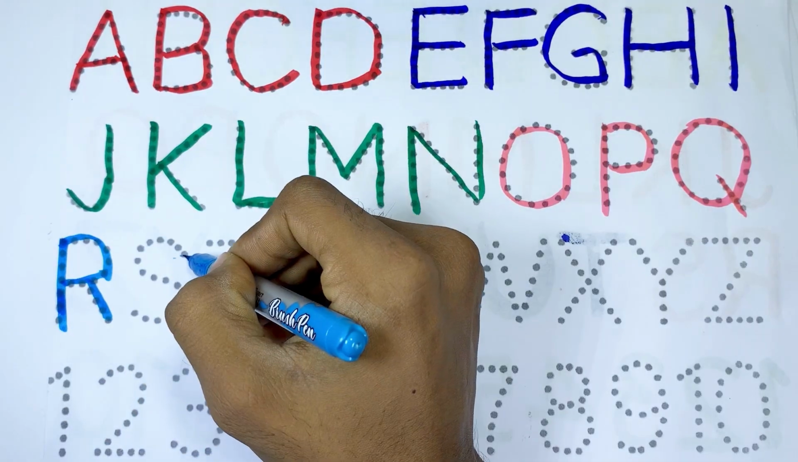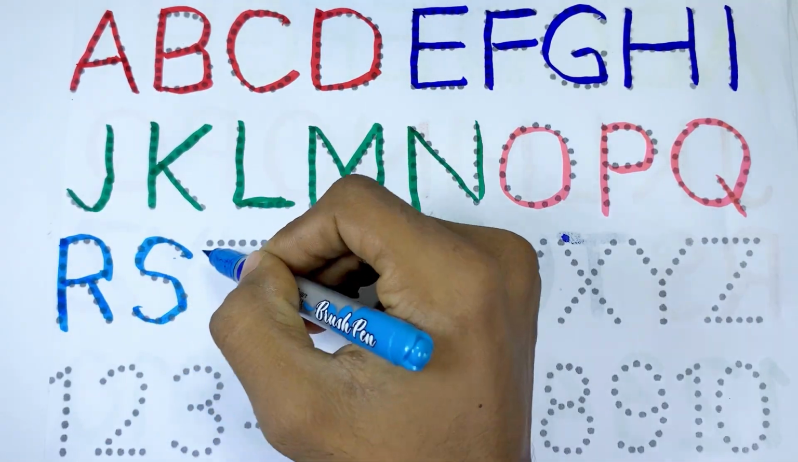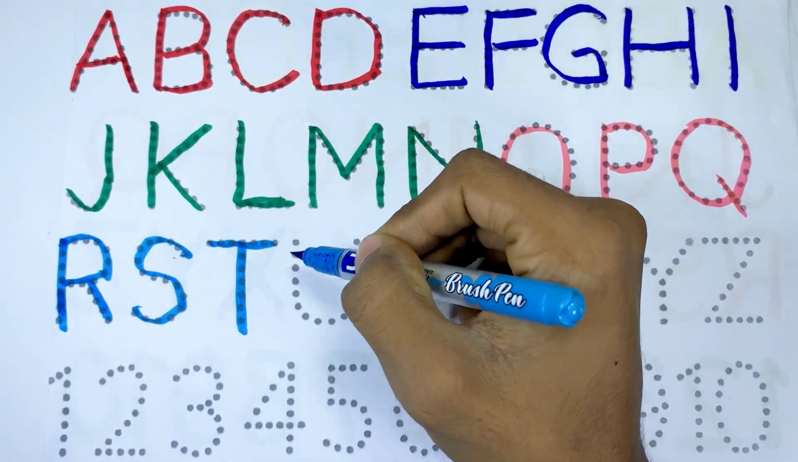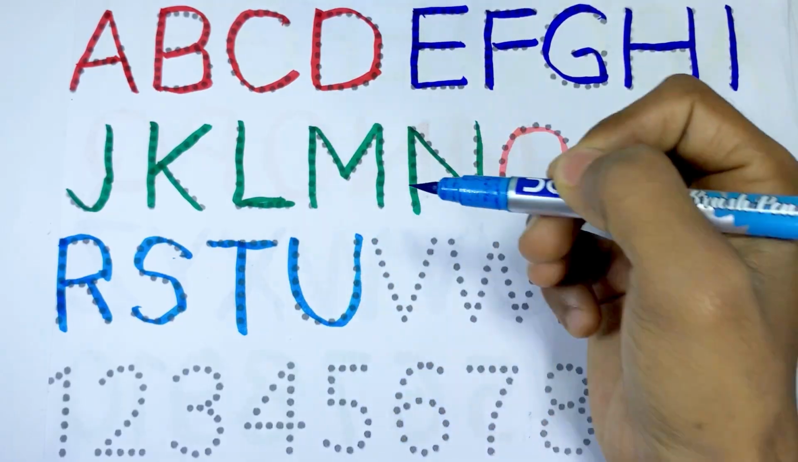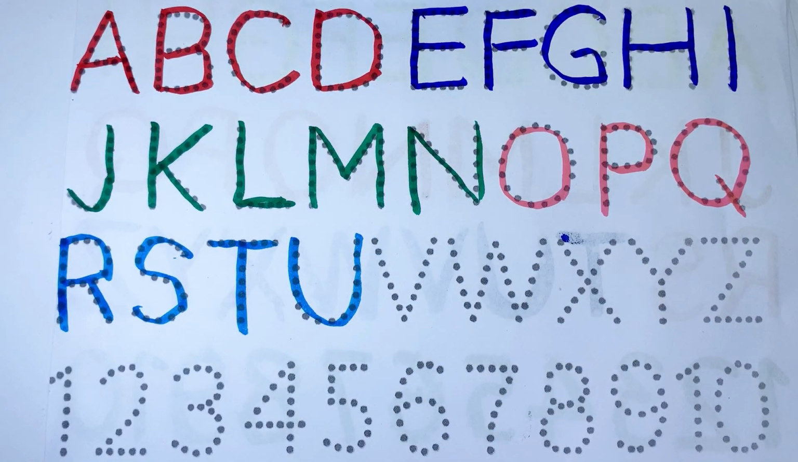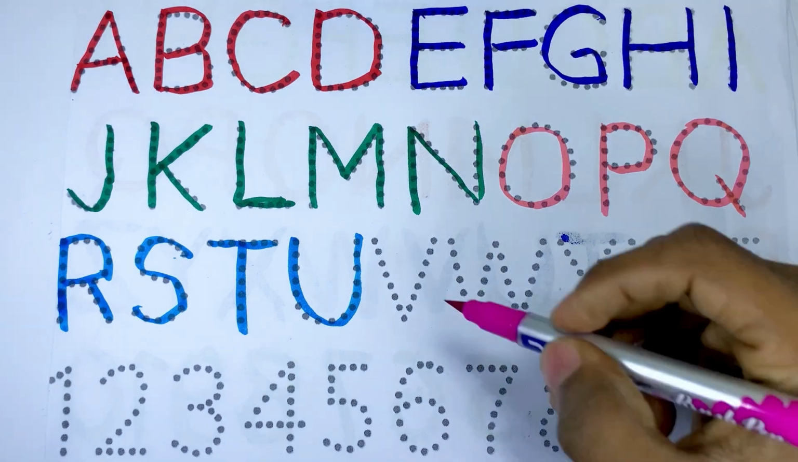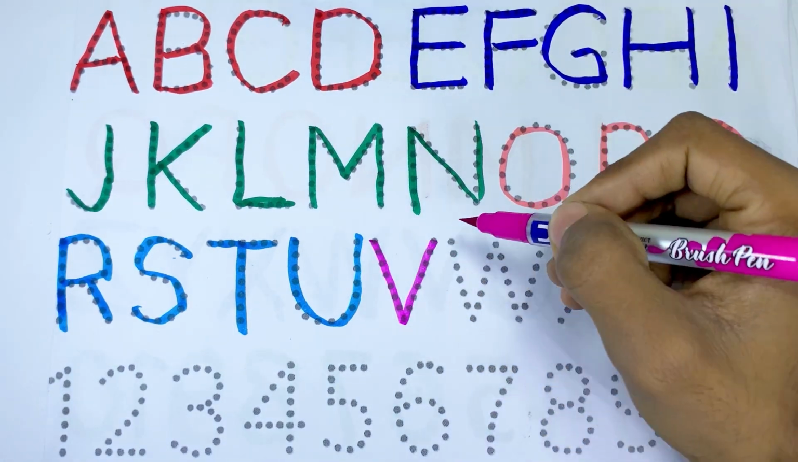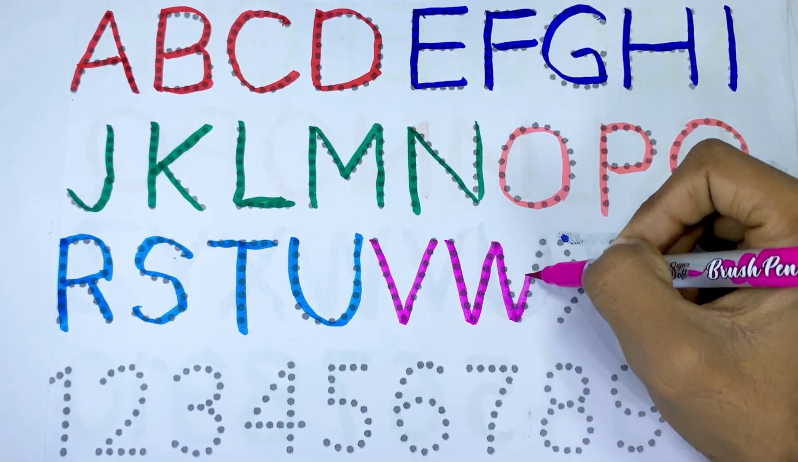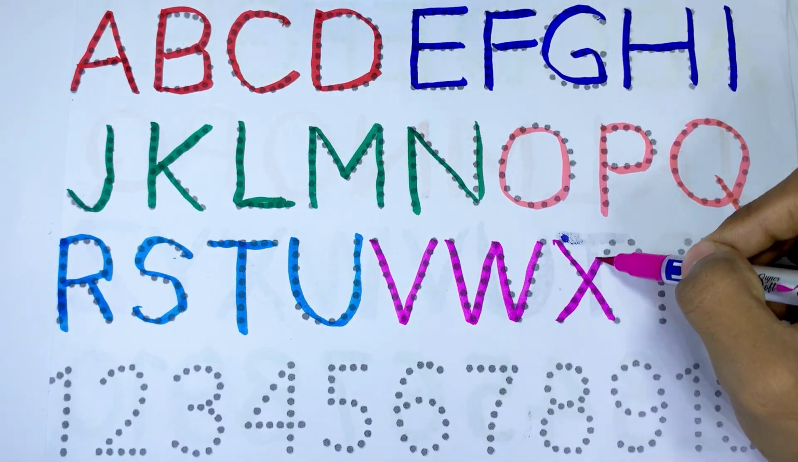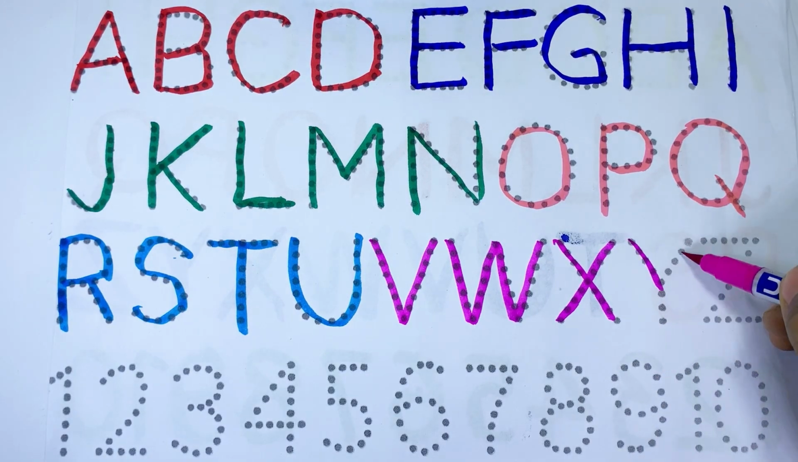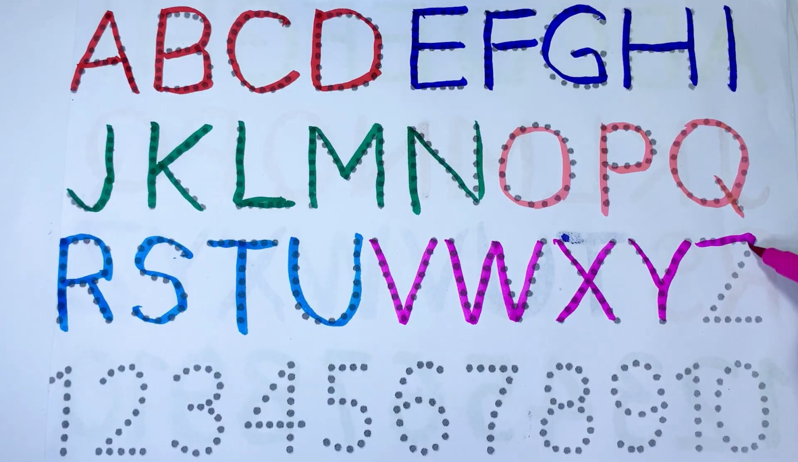R for rose. S for sun. T for teacher. U for umbrella. Okay, so now you draw V. V for vanilla. W for whale. X for xylophone. Y for yo-yo. And Z for zebra.